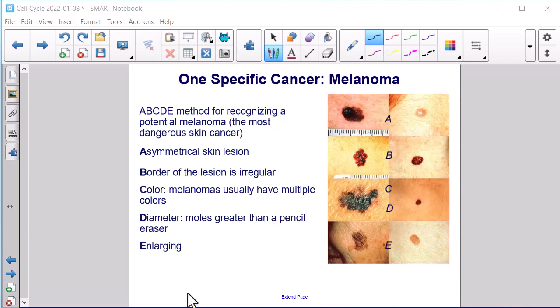One specific cancer you should know about is melanoma, and you should know about the ABCDE method for recognizing a potential melanoma, the most dangerous skin cancer. A stands for asymmetrical skin lesion. So you can see that there's no symmetry. B stands for the border of the lesion is irregular. C, color. Melanomas usually have multiple colors. D, diameter, are moles greater than a pencil eraser. And E, enlarging, so moles that you see growing over time.